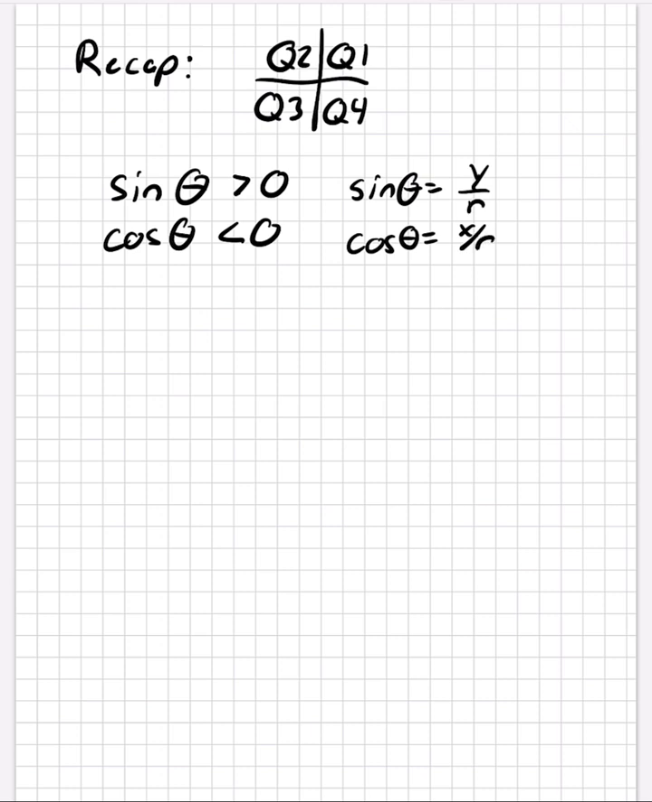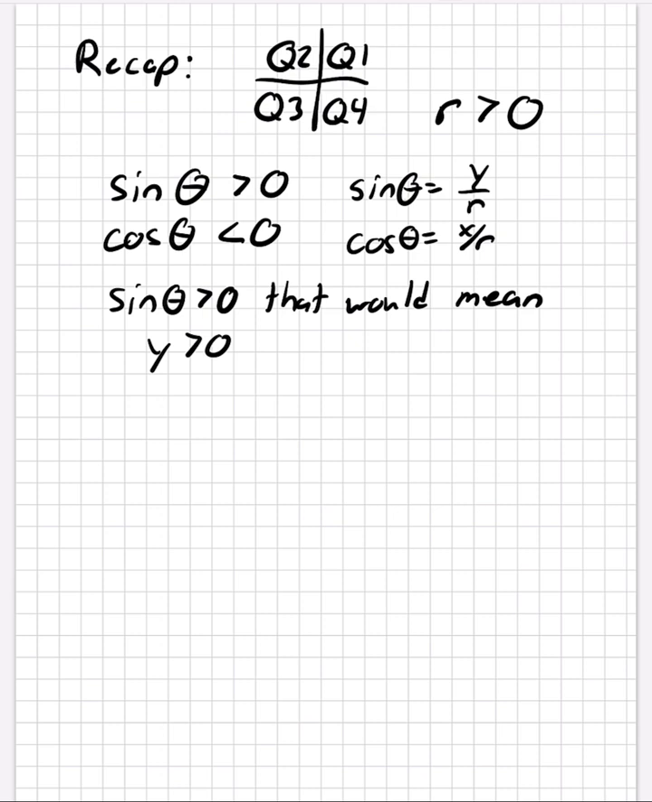One thing to make a note of, r is a distance, so r is always positive. Okay. So r is always positive because it is a distance, so it can never be negative. All right. So for the sine of theta to be positive, that would mean that y would be positive.